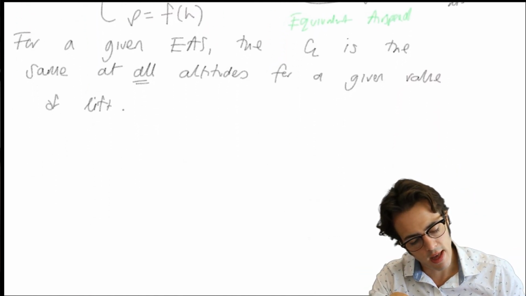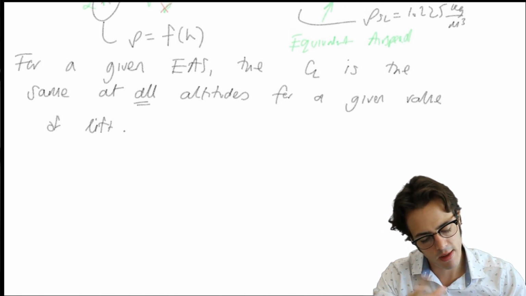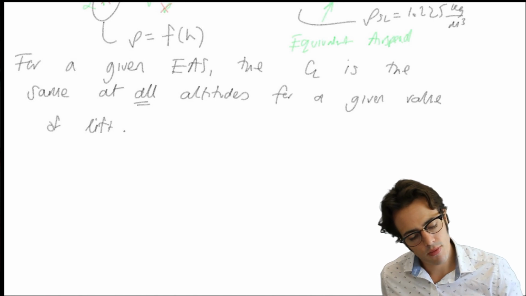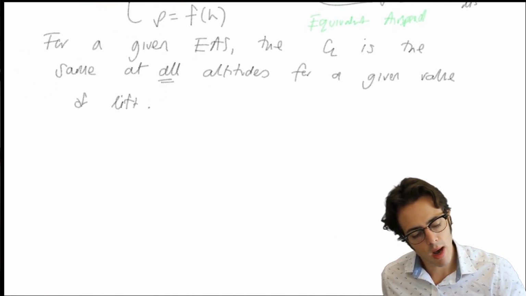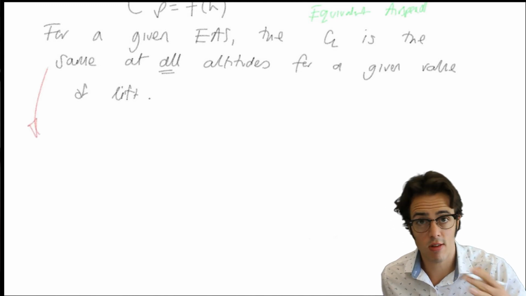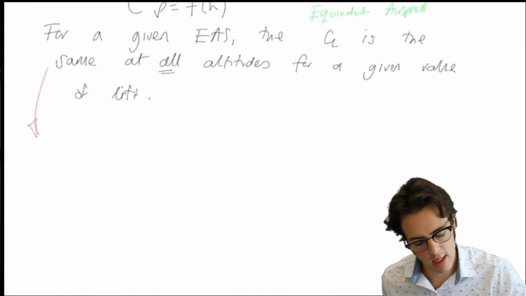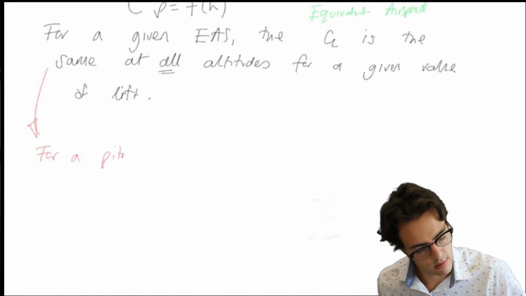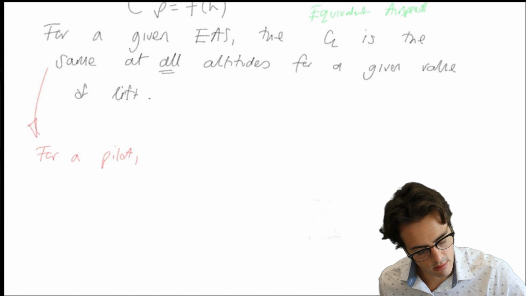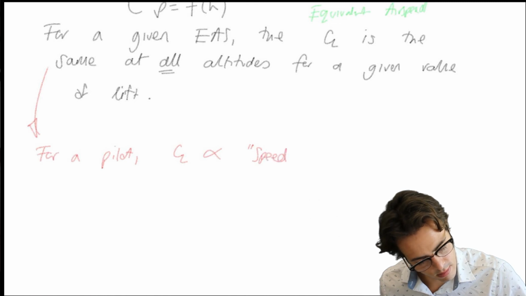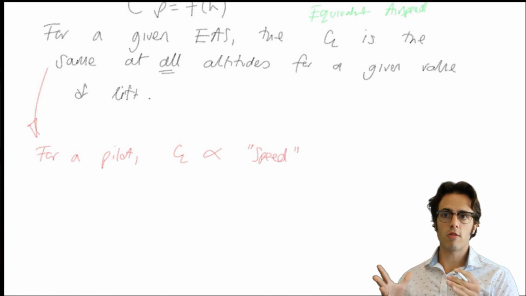This also means that for a given equivalent airspeed, the CL is the same at all altitudes for a given value of lift. Now, this means that often pilots don't really talk about CL. So for a pilot, CL is just a measure of speed, really.